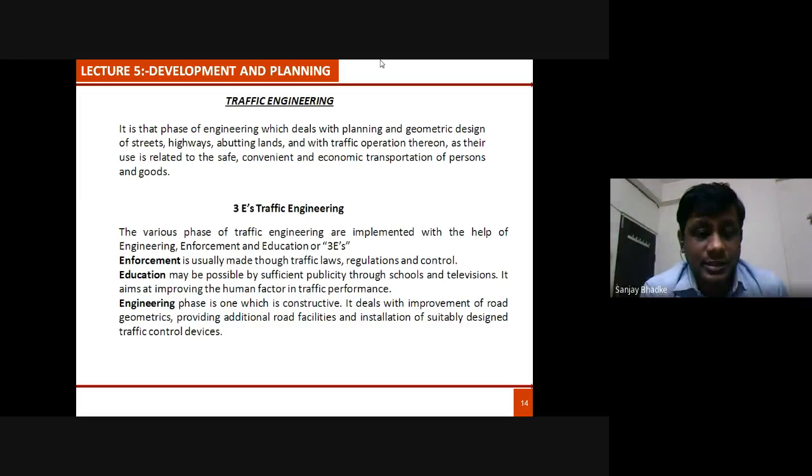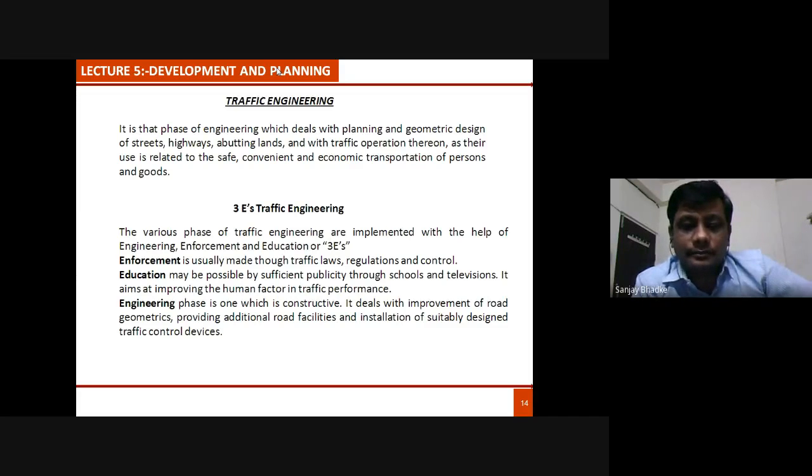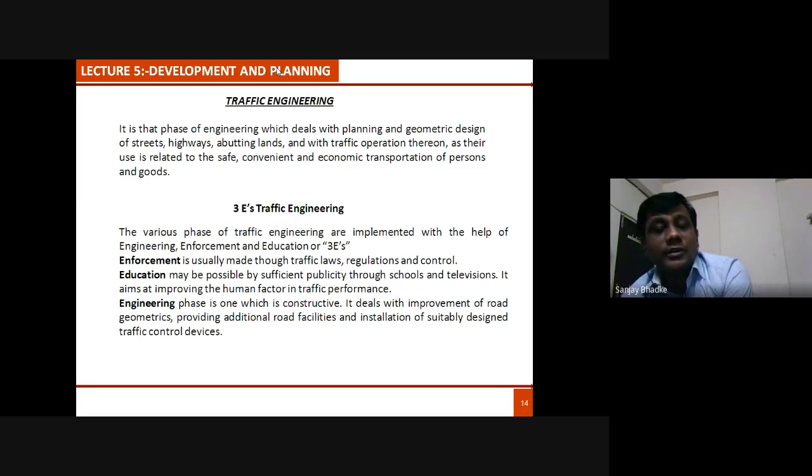And the second one is engineering. This phase is constructive. It deals with the improvement of road geometry, providing additional road facilities, and installation of suitably designed traffic control devices. When you want to design various structures, you should have the knowledge of engineering. A person who doesn't have the knowledge of engineering can't design a road. He can't design a bridge. So it is very important that every person should have the knowledge of engineering.